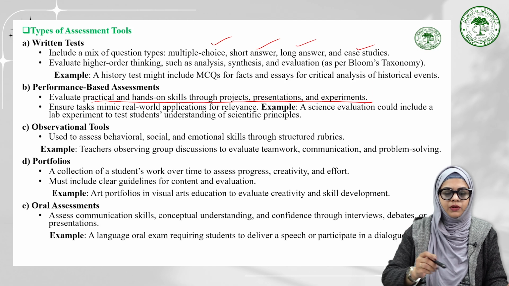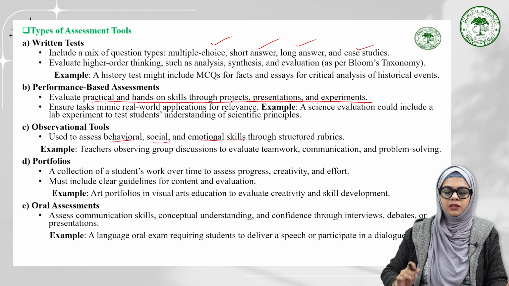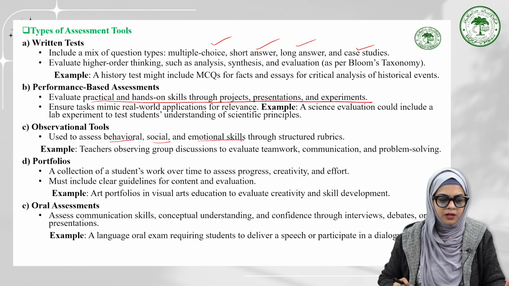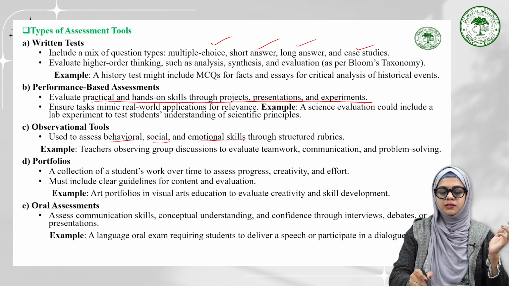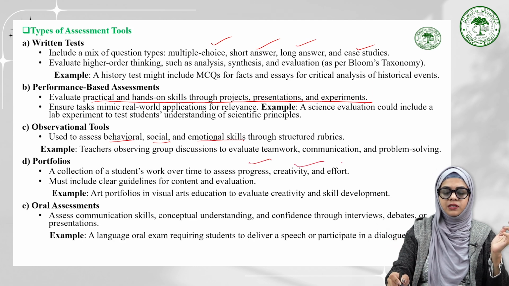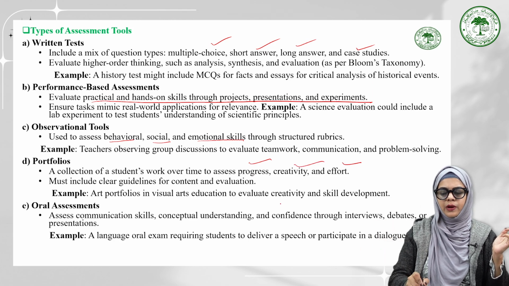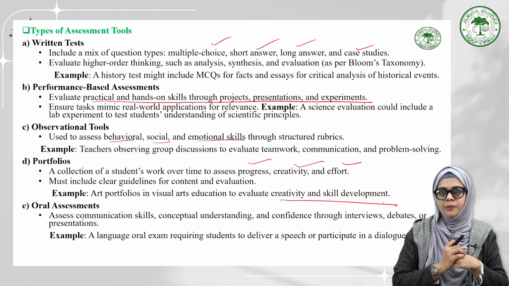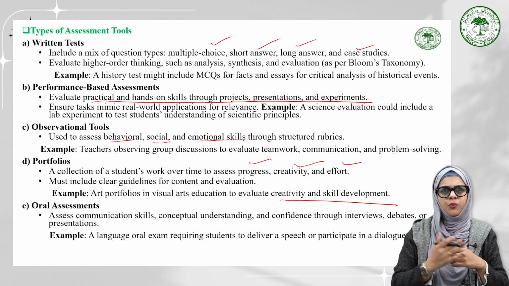Observation tools, that means we're able to assess the behavioral, social, and emotional skills through structured rubrics. Portfolio, a collection of students' work over time to assess progress, creativity, and effort. We use art portfolios in visual art education to evaluate creativity and skill development. Then oral assessment, that's another way that we are quite familiar with.